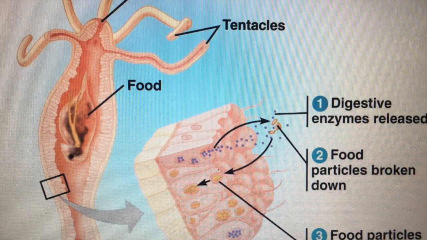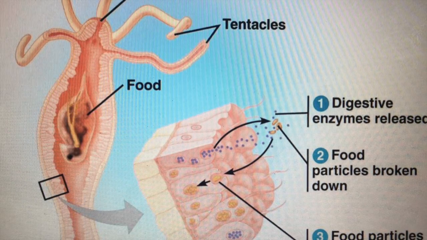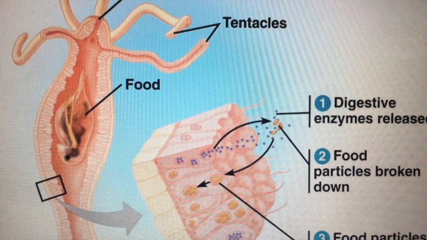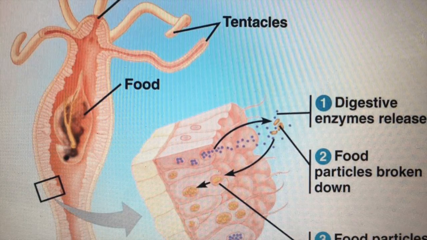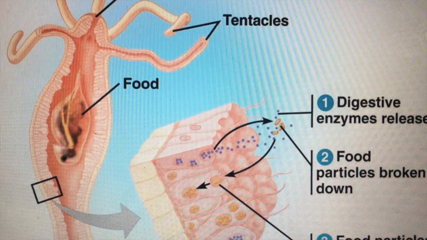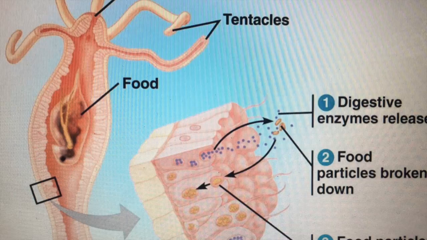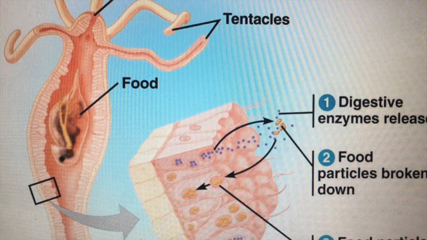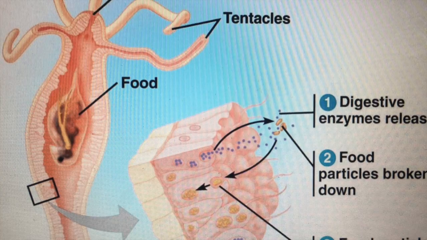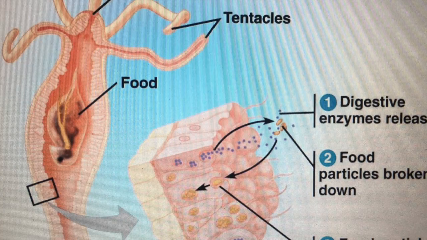Animals with simple body plans may have a gastrovascular cavity, which is a digestive compartment with a single opening. An example of this would be a hydra. Animals with more complex body plans have an alimentary canal, which is a digestive tube with two openings, a mouth and an anus. These animals are able to simultaneously ingest food and digest food.